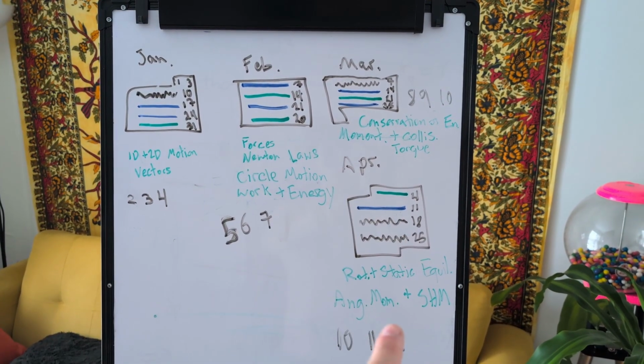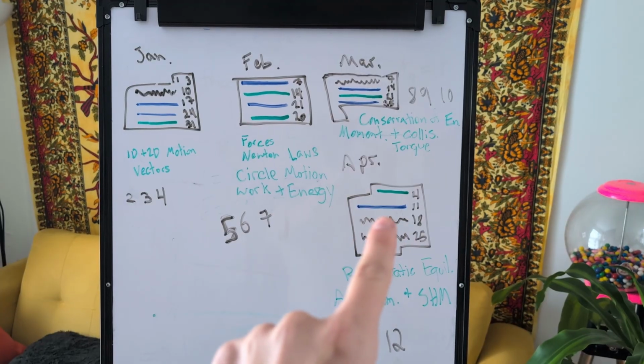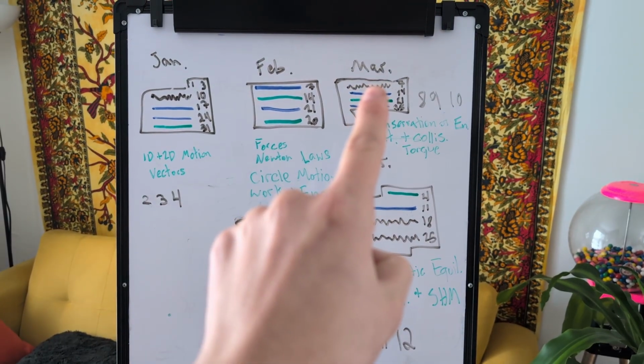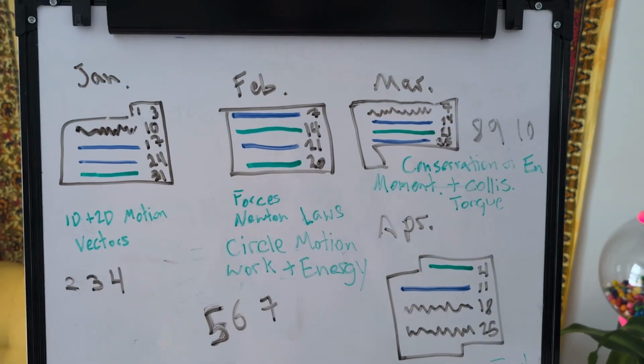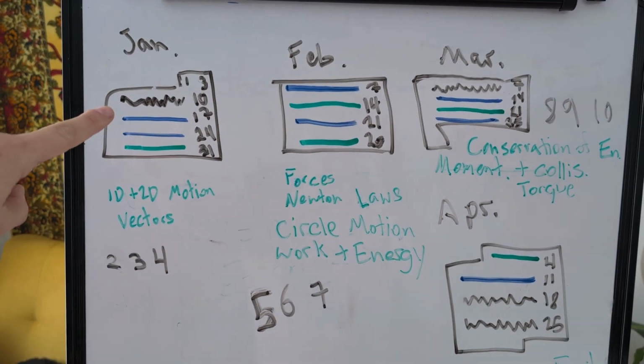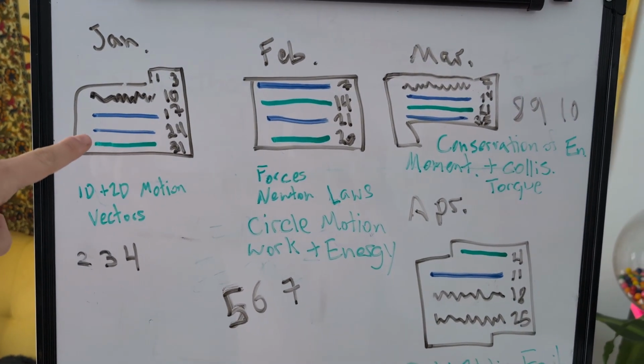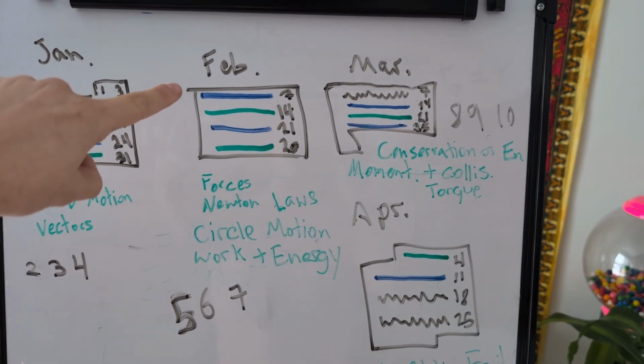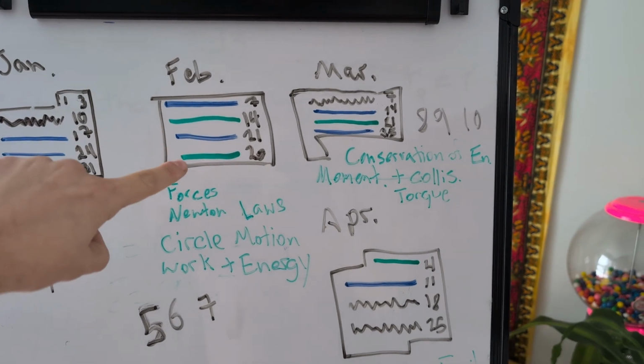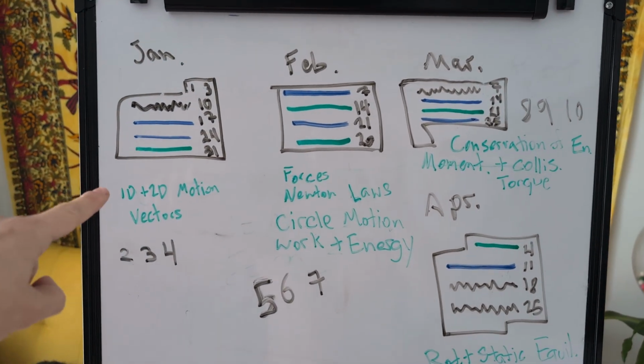January, February, March, April. These little black squiggles are exam time, midterm, semester break right here, Christmas break right here. So we start off with chapters 1 and 2, next section, next section, next section. Each alternating color is a different section.